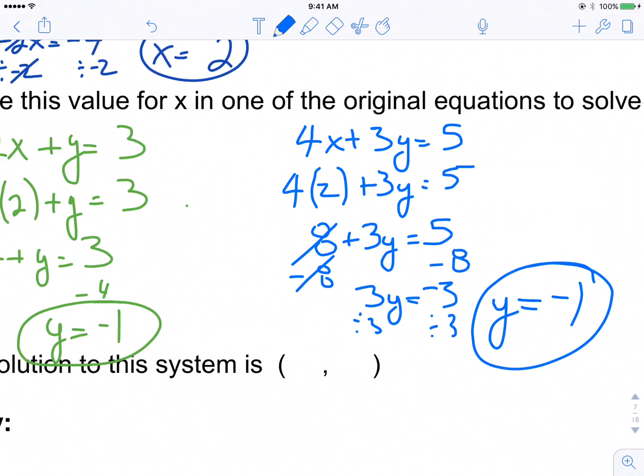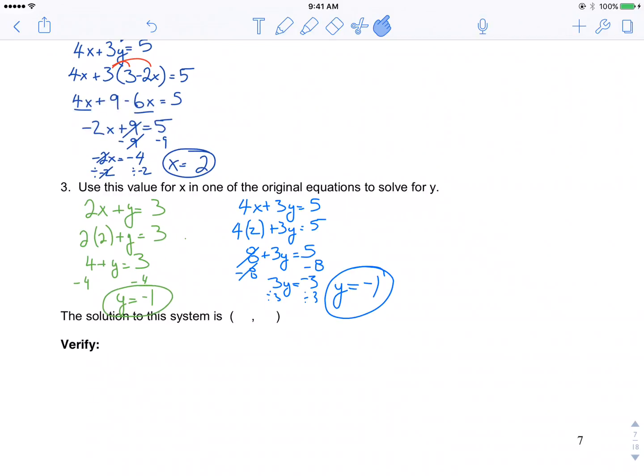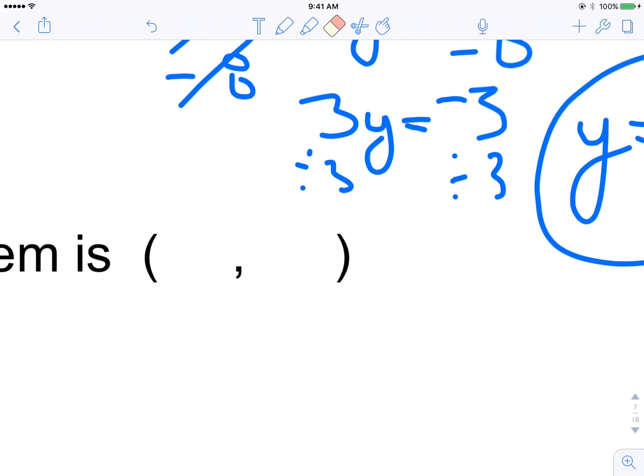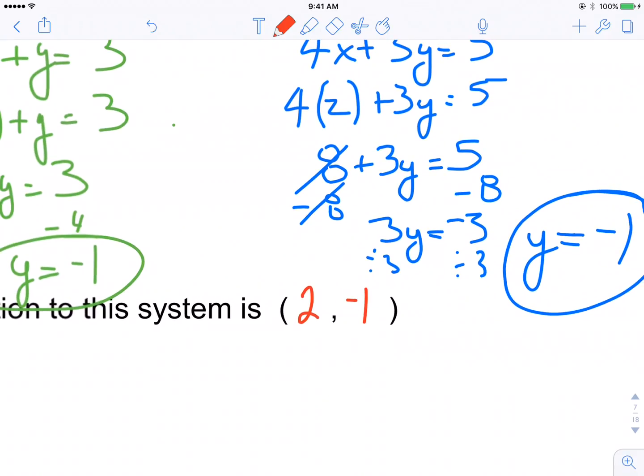So it doesn't matter which equation you choose, you can solve for that missing value using either one of the two. Now I've done all my algebraic work, and I say that x is equal to 2 and y is equal to negative 1. That's going to be the solution to my system: (2, negative 1). Now, just to make sure, I need to verify.